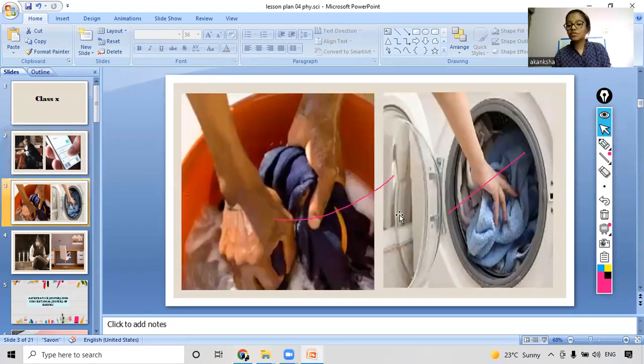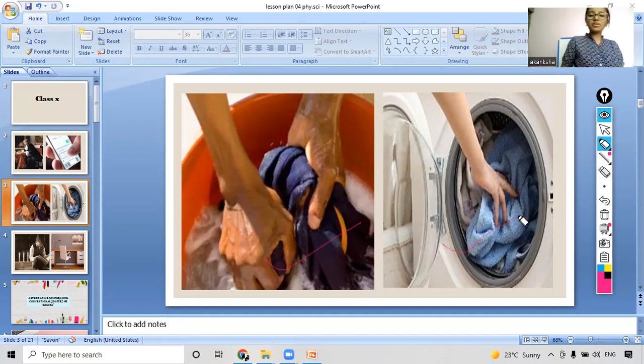Now moving on to the second picture. What do you observe in these pictures? You can see that a person is washing clothes by hand, but in this picture a person is washing clothes in a washing machine. And in the second picture, what difference do you see? Are they using some source of energy? Yes, in the second picture they are using some source of energy. Very good, you identified it correctly.